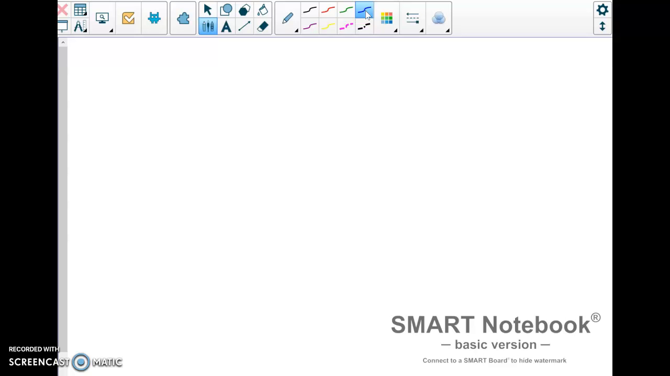You need out a piece of notebook paper to take notes. This is not in your packet, so you need a piece of notebook paper to take notes. Make sure everybody has a piece of notebook paper before we start. So this is going to be multi-step equations.